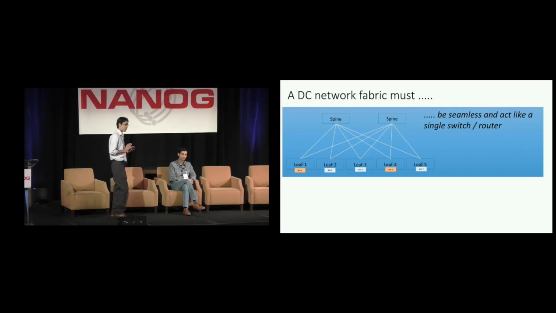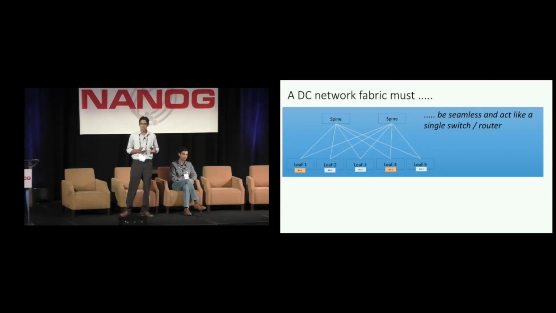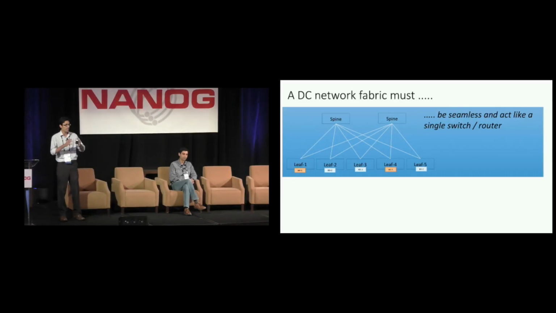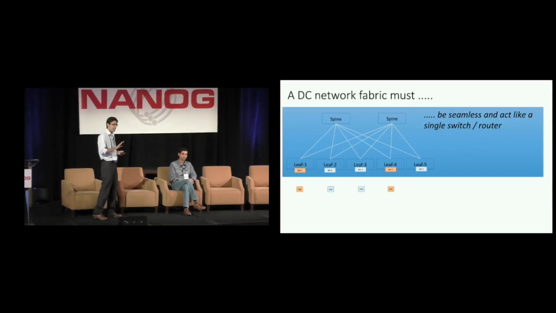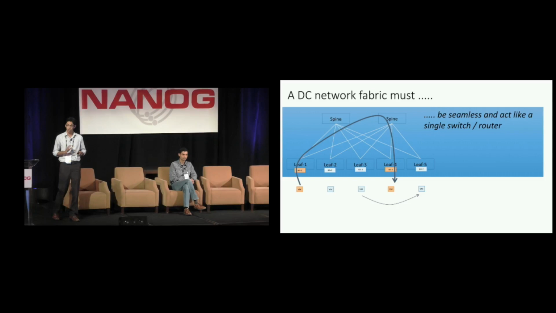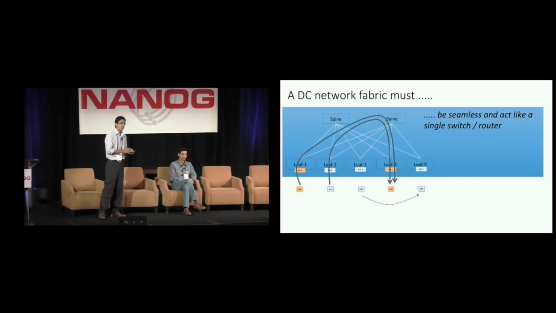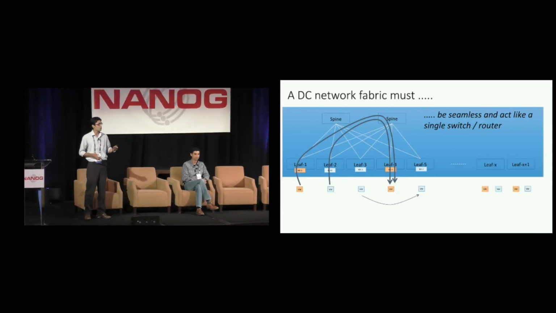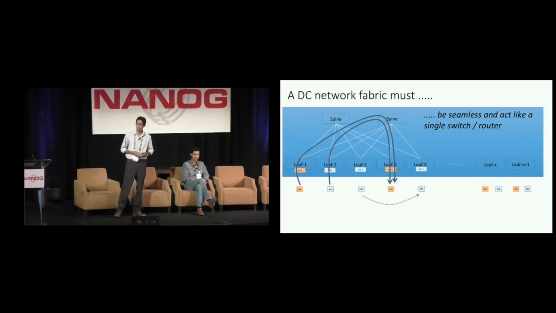So just to summarize, the data center architecture must be seamless and programmable and act like a big switch or router, where workloads can be placed anywhere, can be moved anywhere, any host can talk to any host in the layer 2 domain, and any host can talk to any host in the layer 3 domain. They can be scaled up horizontally as your demand goes up, as your scale goes up, with more tenants, more workloads, and more functions.